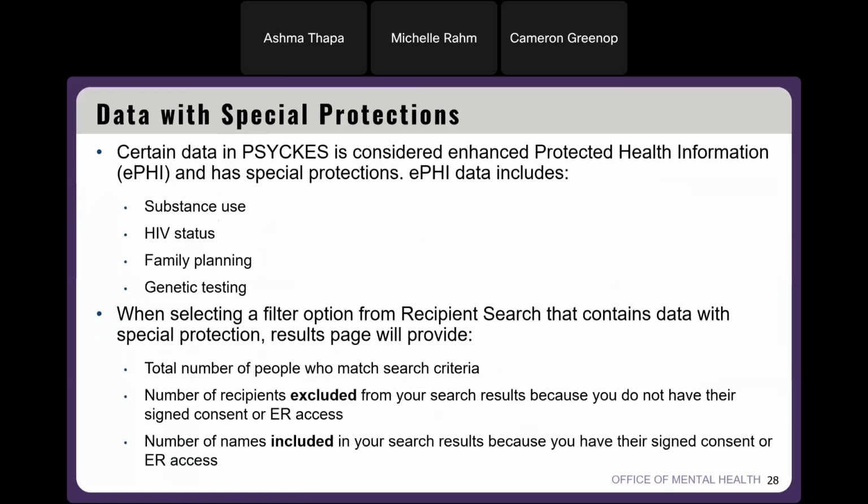All right, and as we've touched on a couple times now, there are some types of data in PSYCKES that are considered Enhanced Protected Health Information, or EPHI, so they have special protections. That data includes anything related to substance use, HIV status, family planning, or genetic testing. When you select a filter option in cohort search that contains data with special protections, the results page will show you the number of people who match your search criteria, the number of recipients who were excluded from your search results because you do not have signed consent or emergency access, as well as the number of names that are included in your search results because you have signed consent or emergency access.